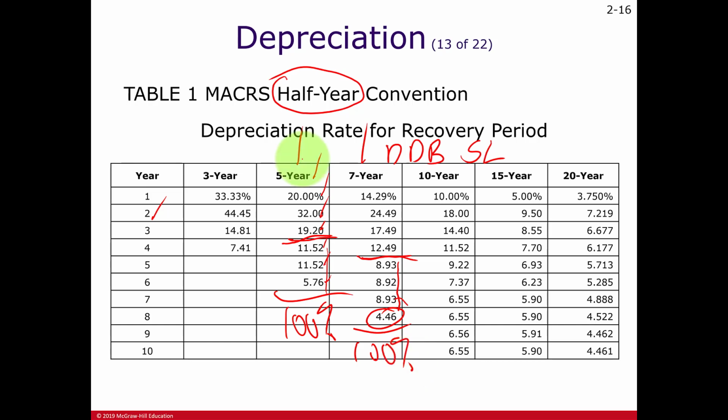Okay, so once you identify the class life, you got to stick with that column for each year. Now let's say that here in year 4, you dispose of the asset. Well, this is a full year's worth of depreciation. The half year convention says you got to take half of this. No matter when you dispose of the asset under the half year convention, you take half of this amount for that last year of the asset you're getting rid of.